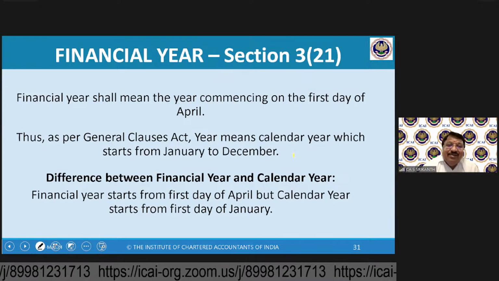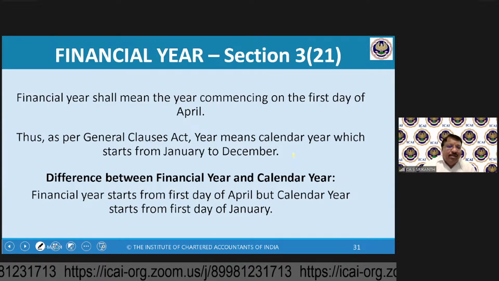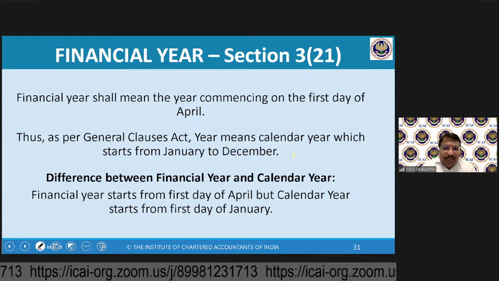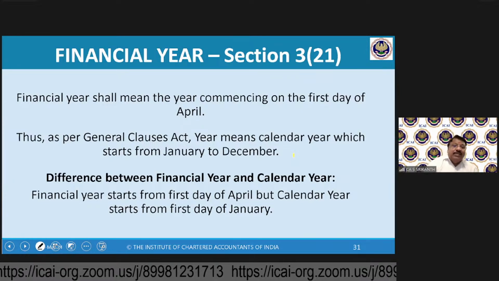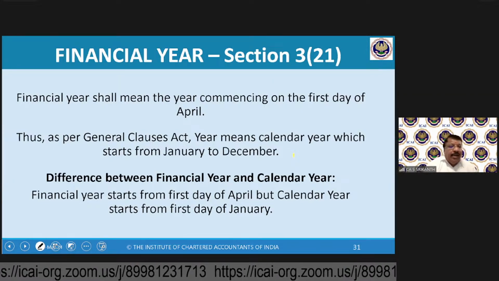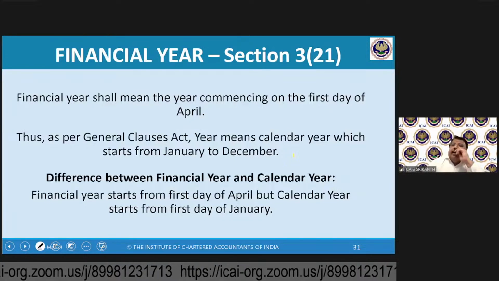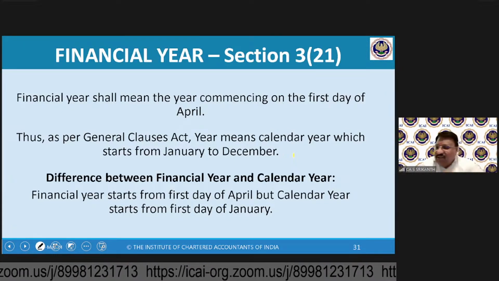Anyway, financial year shall mean the year commencing on the first day of April. As per the General Clauses Act, year means calendar year, which starts from January to December. Financial year starts from the first day of April. Calendar year starts from the first day of January. So the calendar year is the Gregorian calendar year, whereas the financial year begins on the first day of April.